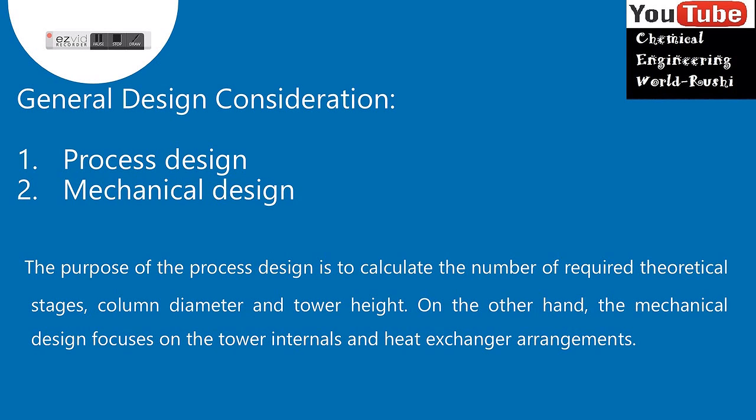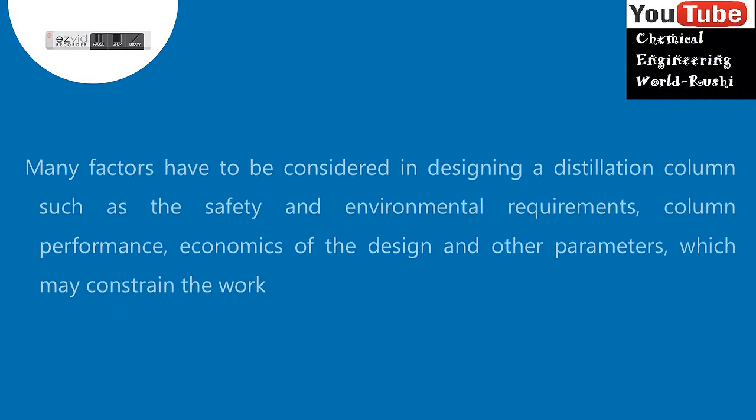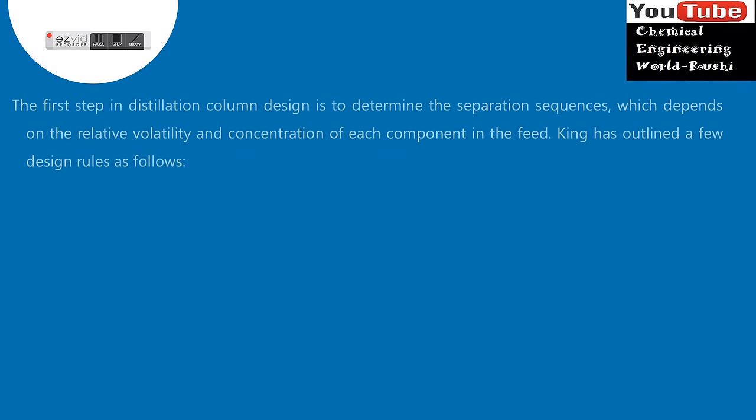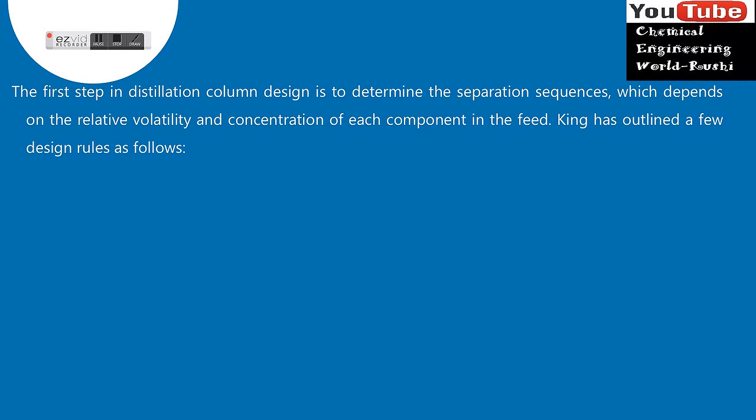Many factors have to be considered in designing a distillation column, such as the safety and environmental requirements, column performance, economics of the design and other parameters, which may constrain the work. The first step in distillation column design is to determine the separation sequences, which depends on the relative volatility and concentration of each component in the feed. King has outlined a few design rules as follows.